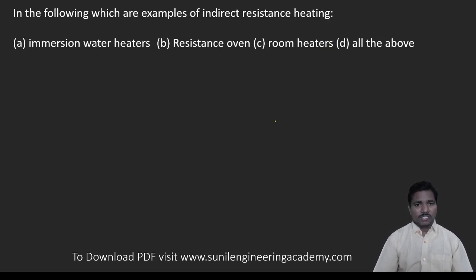Which of the following are examples of indirect resistance heating? Immersed water heater: here we are heating the element and that heat will be transferred to the water, so it is indirect. Resistance oven and also room heaters. All these are indirect resistance heating. So the answer is option D, all of the above.